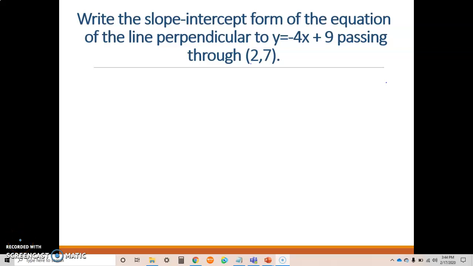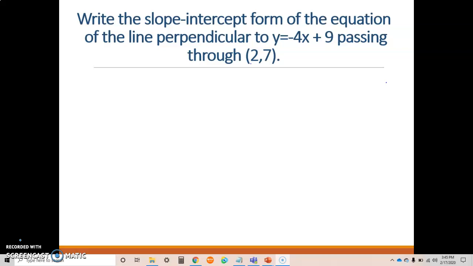Hey guys, this is part 2 of our video on parallel and perpendicular lines. At the end of part 1 we talked about how parallel lines have identical slopes but different y-intercepts, and perpendicular lines have negative reciprocals for slopes. So you flip the number. If it's a fraction, flip it over. If it's not a fraction, you make it a fraction, and you change the sign to get a negative reciprocal. And we did a little bit of practice of finding negative reciprocals.